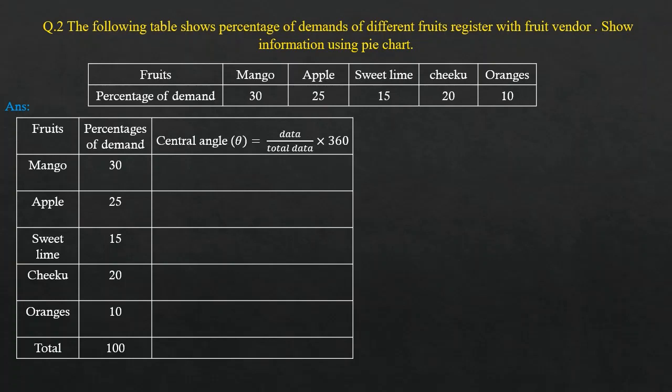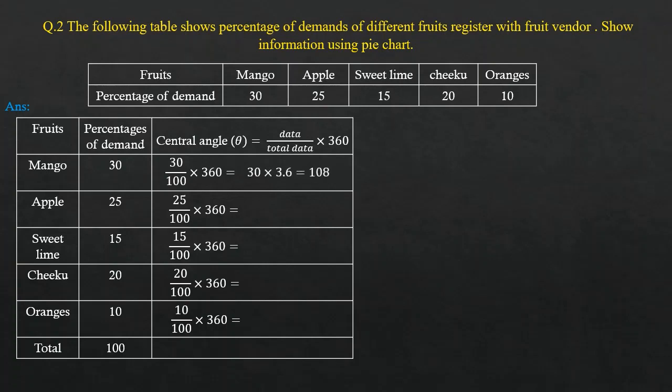Let us update the value of data and total in the formula. It gives you first 30 upon 100 multiplied by 360, then 25 upon 100 multiplied by 360, 15 upon 100 multiplied by 360, 20 upon 100 multiplied by 360, and 10 upon 100 multiplied by 360. After writing all this, we check that 360 upon 100 is the same throughout, so we simplify it. 360 divided by 100 gives you 3.6. Now we multiply 3.6 with each data.